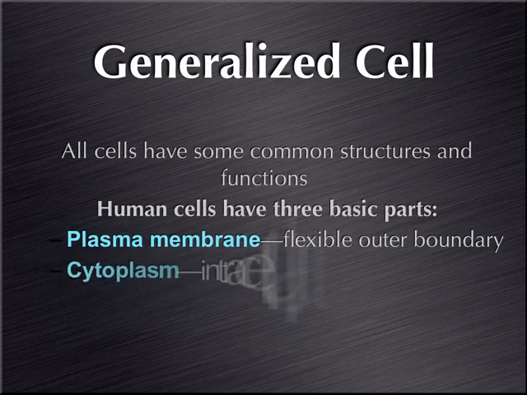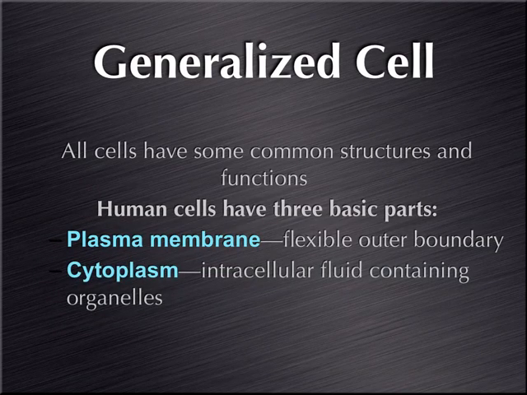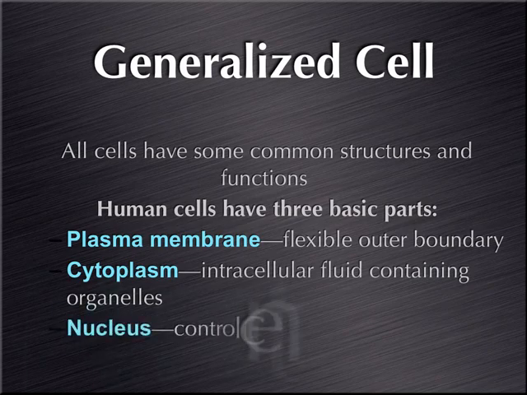Next, we'll look at the things that are just inside the cell membrane, and that would include the cytoplasm, which is all of the interior fluid containing some structures known as organelles, and we'll spend a lot of time talking about what each of those organelles does. Finally, the nucleus is the control center of the cell. The DNA is contained here, and a lot of stuff happens in the nucleus, and we'll focus on some of that toward the end of this chapter.